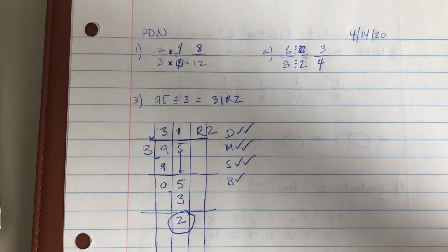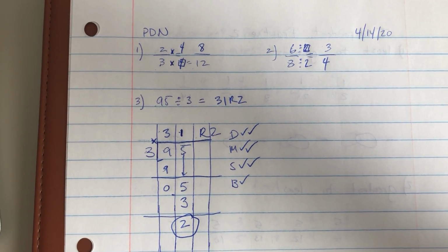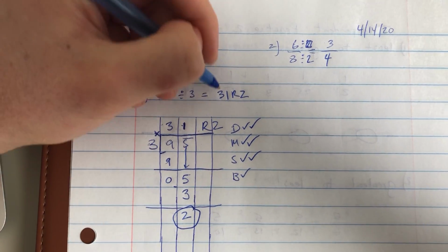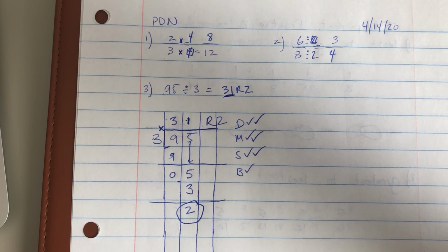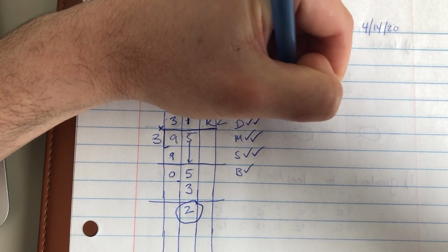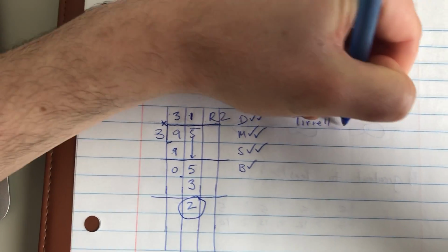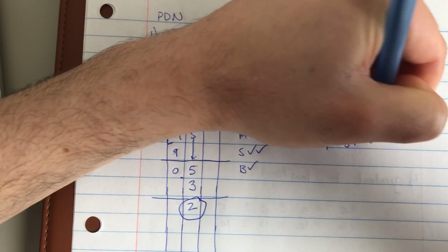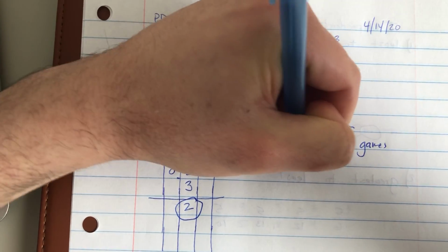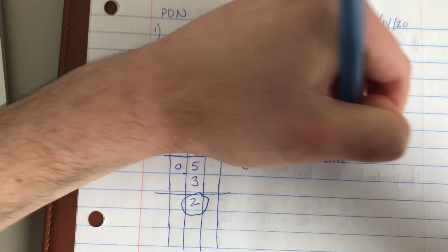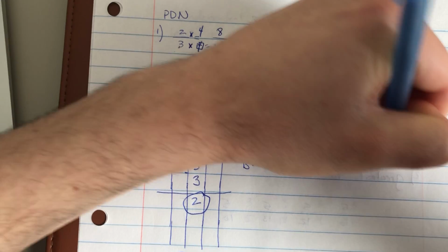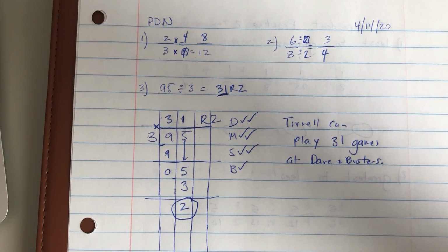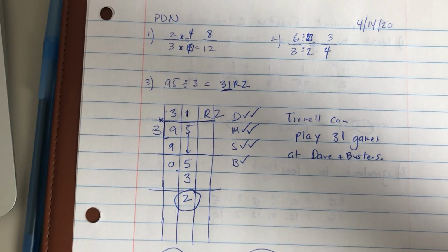Now, Turnell can't go to Dave & Buster's and play a $3 game with $2. So we're going to have to leave this quotient the same instead of adding 1 on. So I'm going to write Turnell can play 31 games at Dave & Buster's. Put a period at the end of my sentence. And now we're ready for some board equals paper.